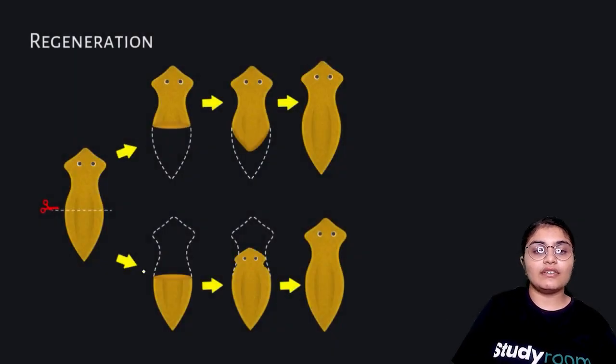You can see here how it happens. If you cut a planaria into two halves, then both the parts of planaria can actually regenerate and form new organisms. Okay.